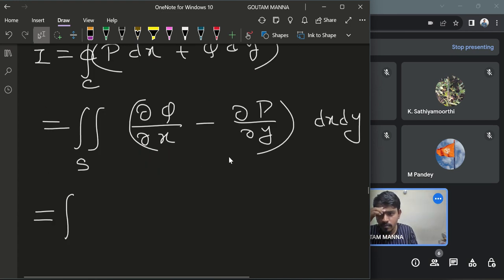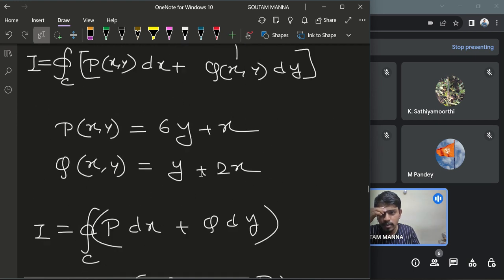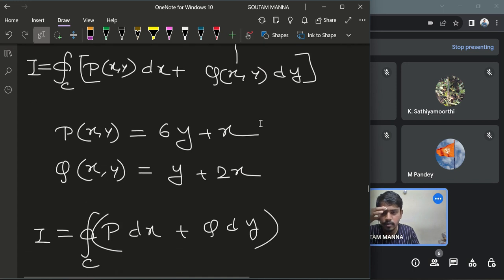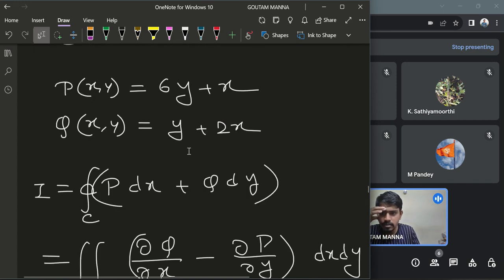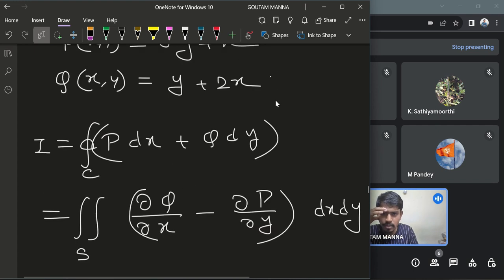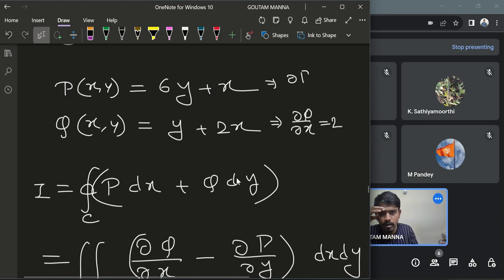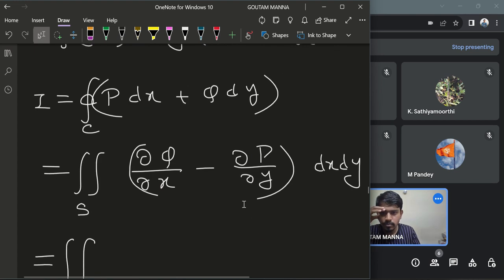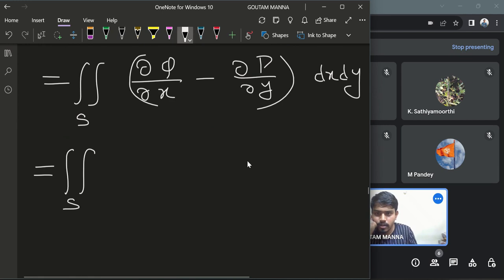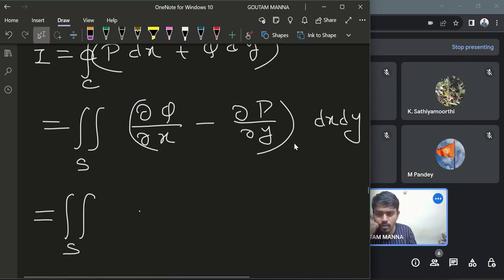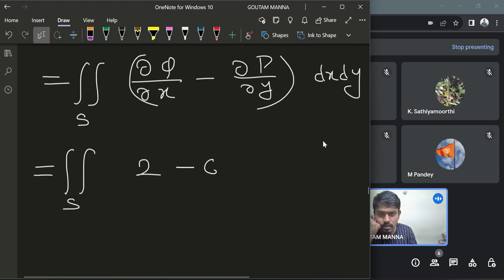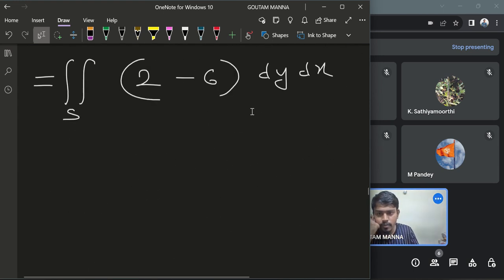Okay, and the surface enclosed by this region is this circular disc. Del Q del x is 2, and del P del y is 6. Let me check whether I wrote Green's theorem correctly. Yeah, Green's theorem is correct. So del Q del x is 2, and minus del P del y is minus 6, so it will be minus 4 double integral dy dx.